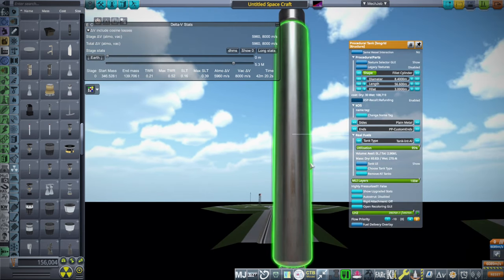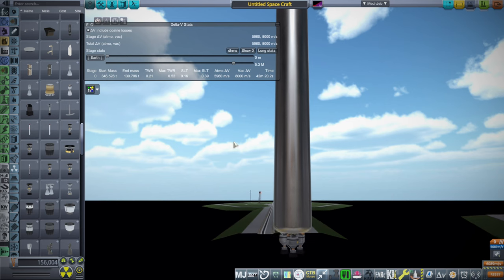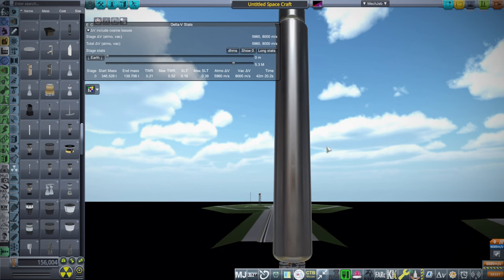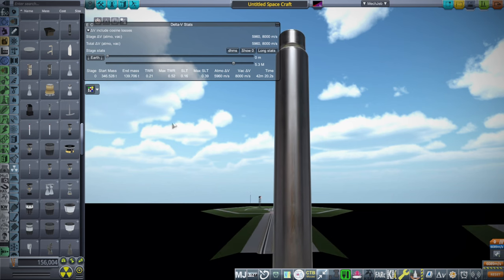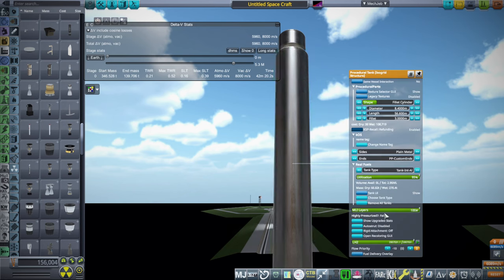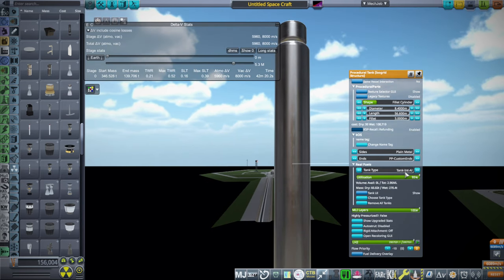In order to do half of that, half of the delta V, we're talking about 26 minutes. So this setup right now with 8,000 meters per second is 346 tons. And that's with 100 MLI layers. I don't know what kind of insulation you want to go with. Now we're using the basic tank integral structure, aluminum.